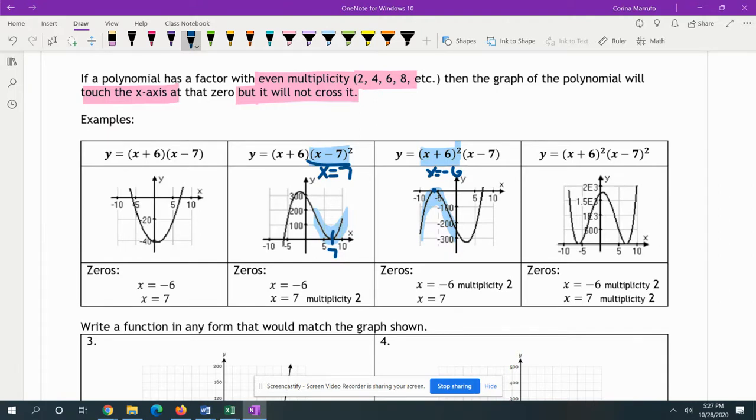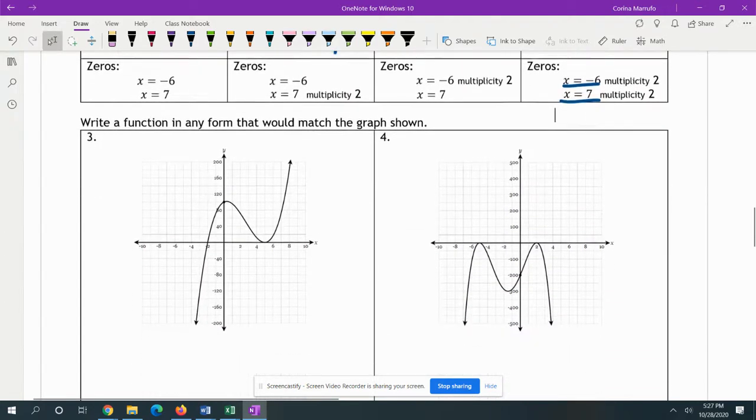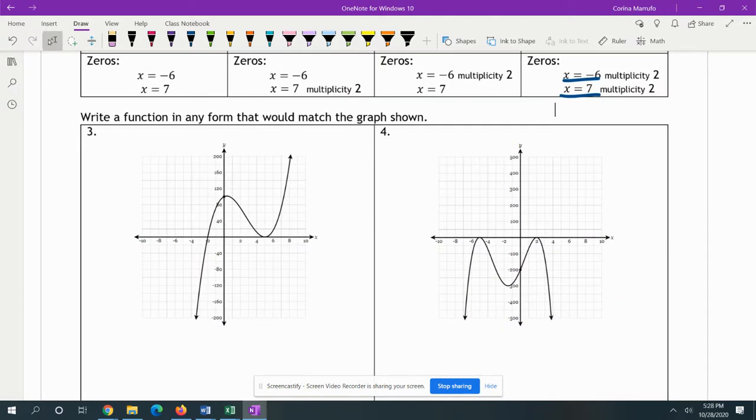And then the last example here that they give you with multiplicity, this one has 2 multiplicities, at x plus 6, which is this one right here, and at x minus 7, which is this one right here. Okay, you can see that your graph touches the x-axis, which makes it a 0, but it doesn't cross it. It tells you here what the zeros are. So here, it says write a function in any form that would match the graph shown.